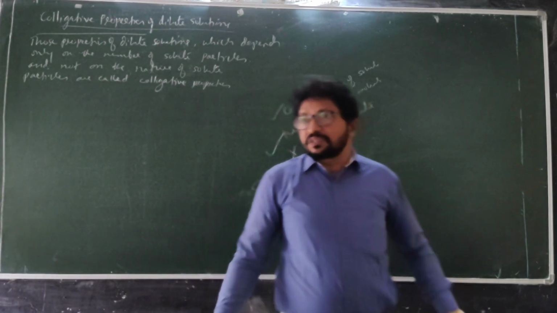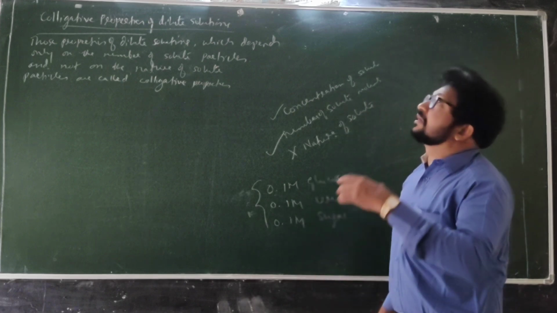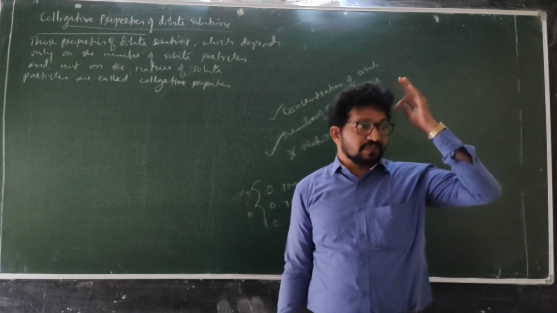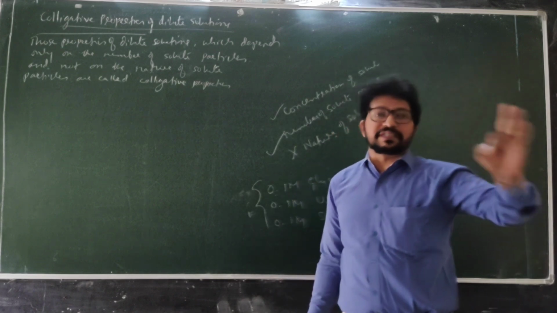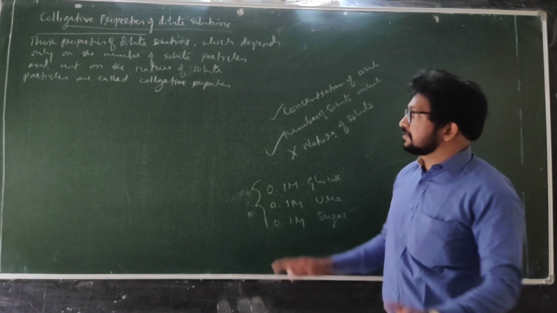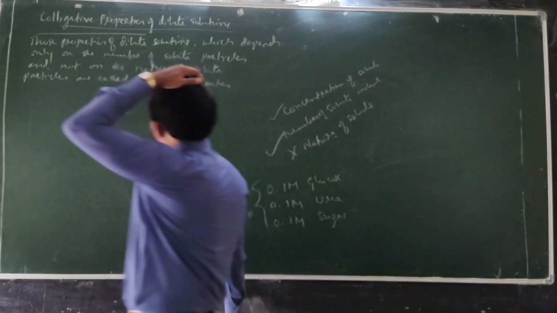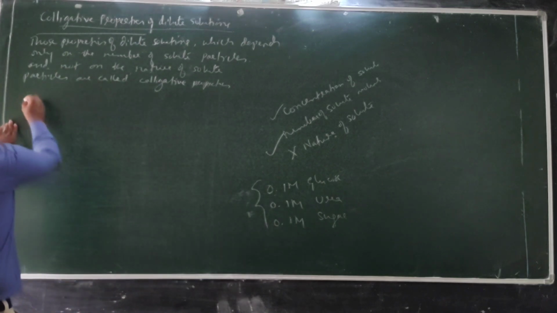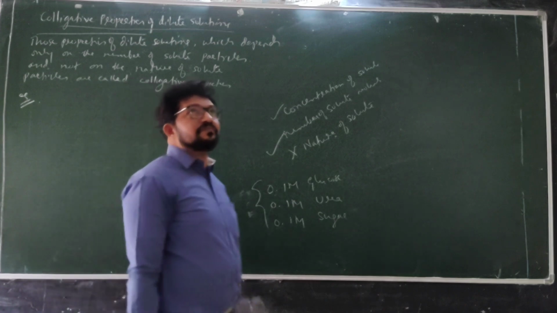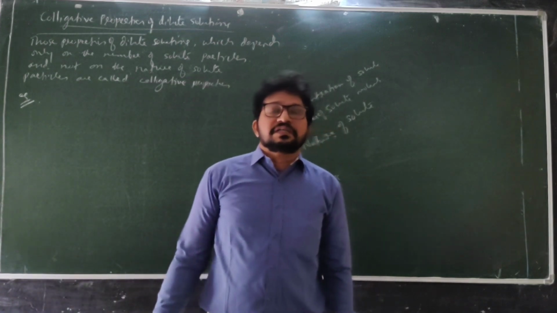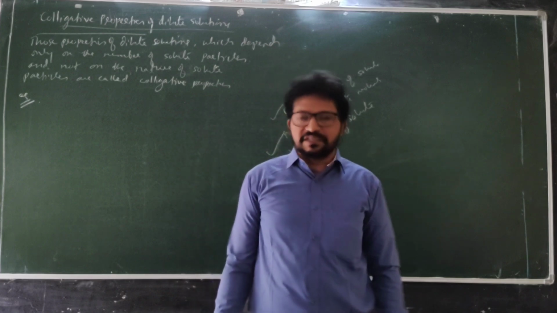So, one old question paper question is this: what is the only property on which colligative property depends? That is number of solute particles. Now, some of the colligative properties let us list. See, four important colligative properties which you have to learn.